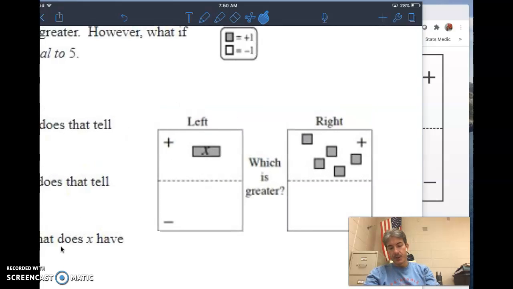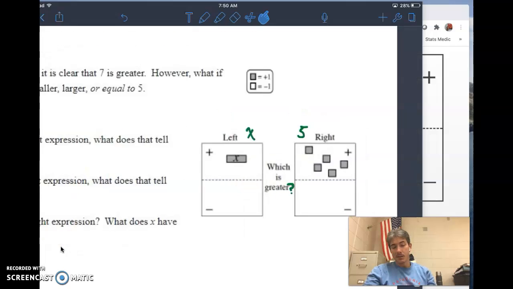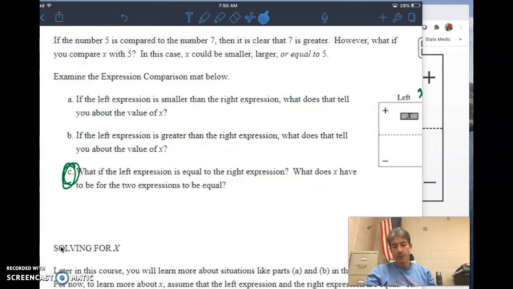So this over here is just an x. We don't know what x is. We do know what 5 is. But right now we can't answer the question which is greater. I've got to emphatically put that question mark there, right? Because x is a variable. It's an unknown.